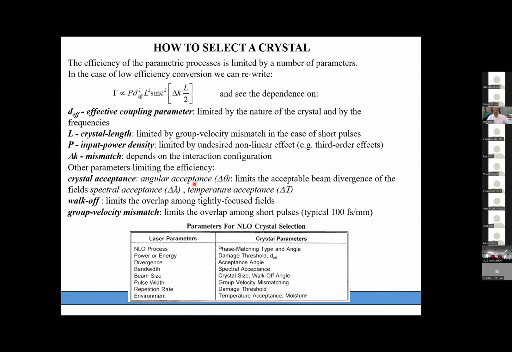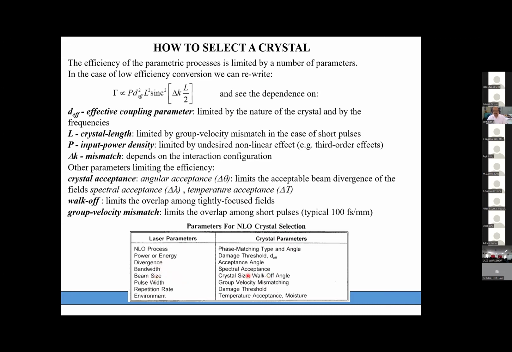You also have angular acceptance, spectral acceptance, and temperature acceptance. These are minor issues. Walk-off limits the overlap between tightly focused fields. So focusing also is an issue. One needs to optimize the focusing. One needs to optimize the group velocity mismatch also. These are the various parameters which will influence the different crystal parameters. For example, the repetition rate will determine the damage threshold. Beam size will determine the crystal size as well as the walk-off angle.